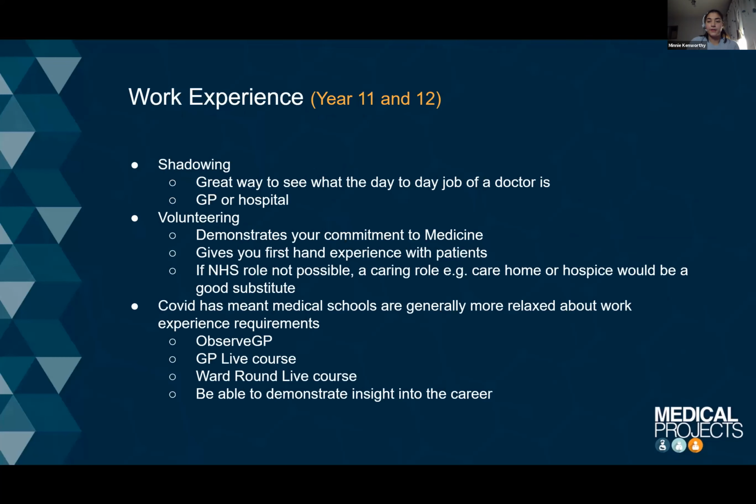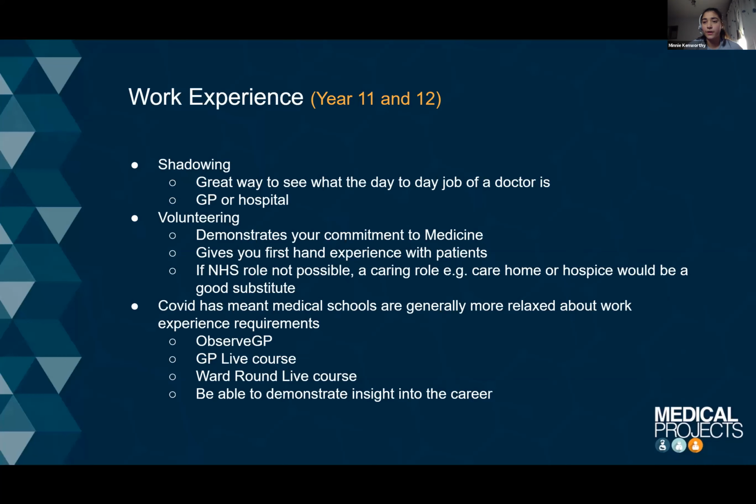So work experience, I think this is probably one of the most important things, because it's going to make up a lot of what you talk about in your personal statement and your interviews. So it's always good to start this off early. You can do this as early as year 11 and throughout year 12. You want to have it done ready for writing your personal statement right at the start of year 13.